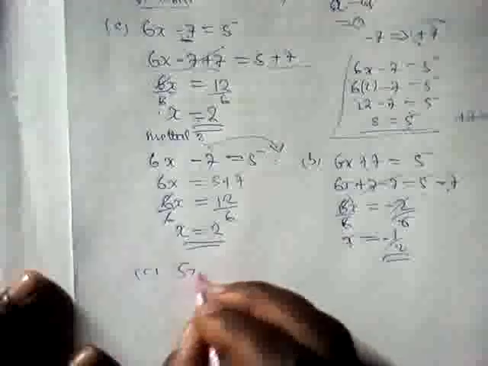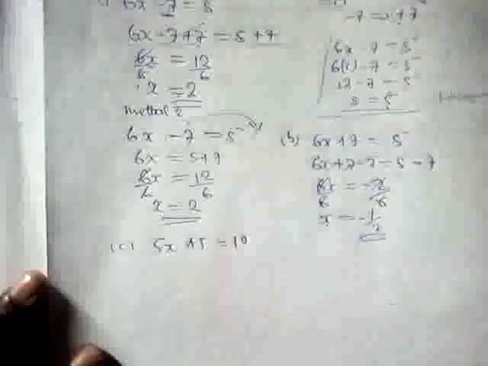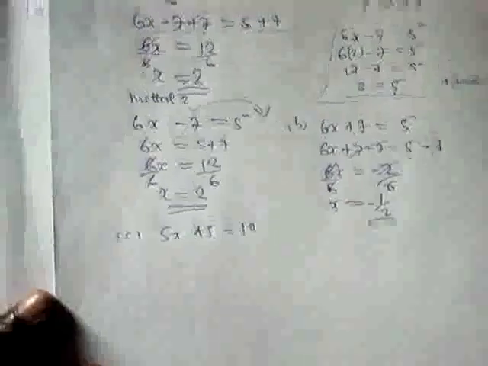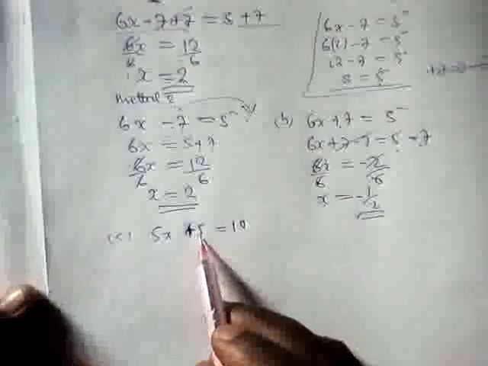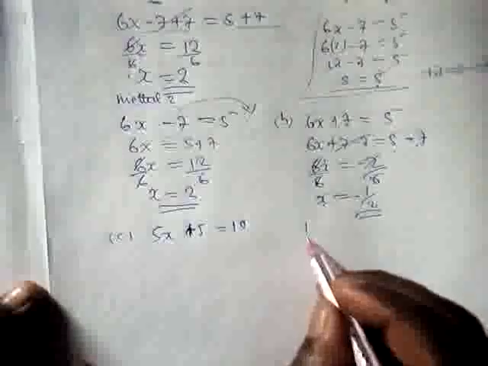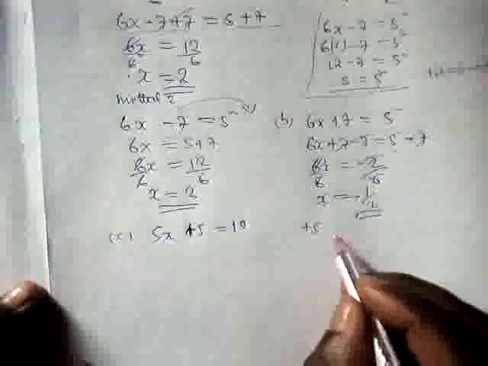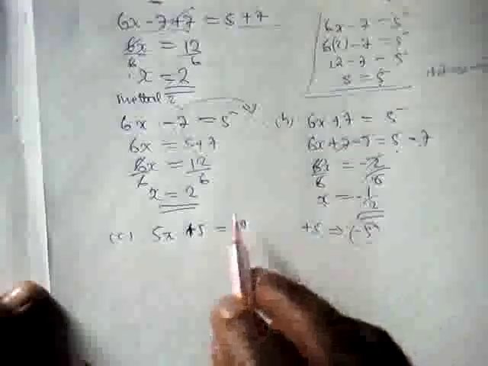See, 5x plus 5 is equal to 10. In this one, if you want, you can use the opposite method. This is negative 5 and negative 5. The opposite of positive 5 is negative 5. So we introduce negative 5 on both sides.